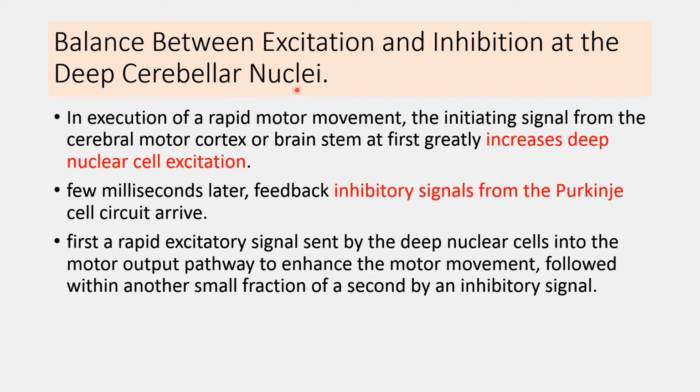The deep cerebellar nuclei provide a balance between the excitation and inhibition in the motor movement. So in execution of a rapid motor movement, the initiating signal from the motor cortex first stimulates the deep cerebellar nuclei, which send an excitatory impulse, which greatly enhances the motor movement, and within a few milliseconds, the delayed negative feedback signal from the Purkinje fiber inhibits the deep cerebellar nuclei, so it sends an inhibitory signal. So in the starting of the movement, first it sends an excitatory signal, which is followed by an inhibitory signal, and this provides a balance between the excitation and inhibition during the motor performance.